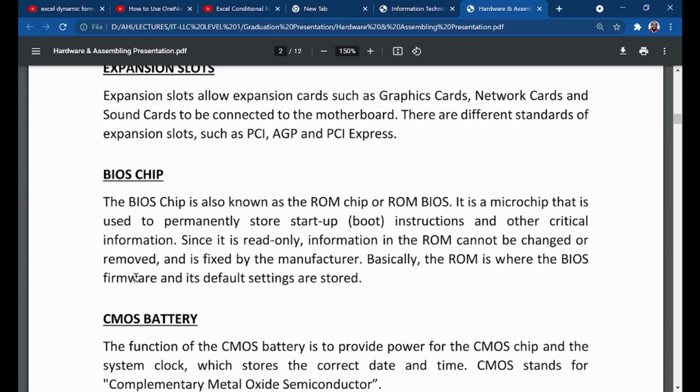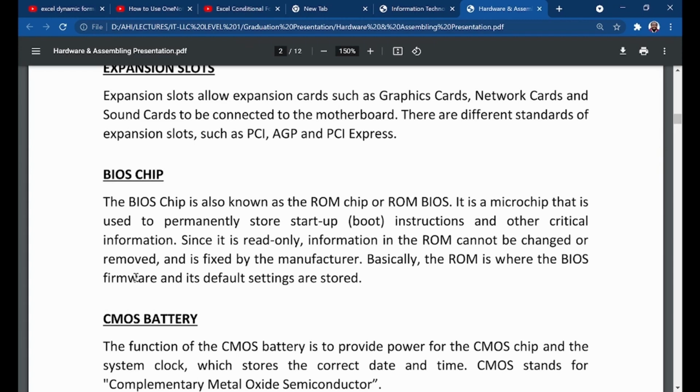I want you to talk about the ROM chip, talk about the CPU socket, talk about the RAM slot, talk about the north bridge, talk about the south bridge, talk about the 24-pin power connector, talk about the expansion slot, talk about the CMOS battery and everything. That's what I want you to do. Please, are you with me? So pay attention. Make sure you don't forget.